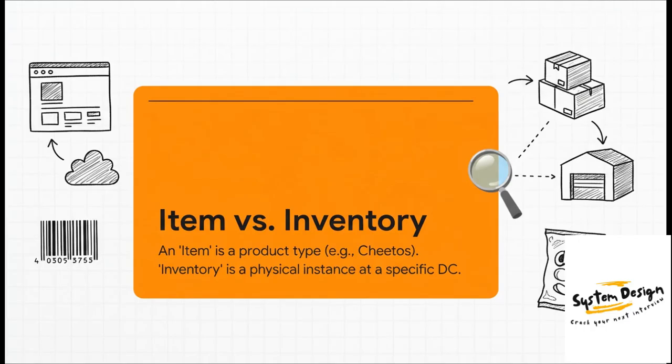Now, right away, we hit a super important distinction: item versus inventory. Think of it like this. An item is the idea of Cheetos. It's the product page, the description, the picture. Inventory, on the other hand, is the actual physical bag of Cheetos sitting on a shelf in a warehouse in Brooklyn that you can buy. One is a catalog entry, the other is a real thing we can sell. Getting this distinction right is absolutely fundamental.